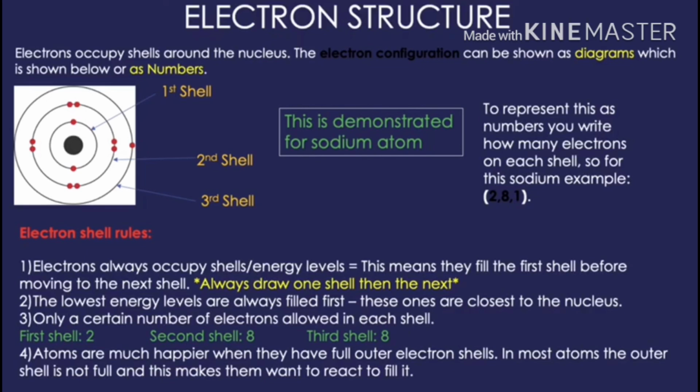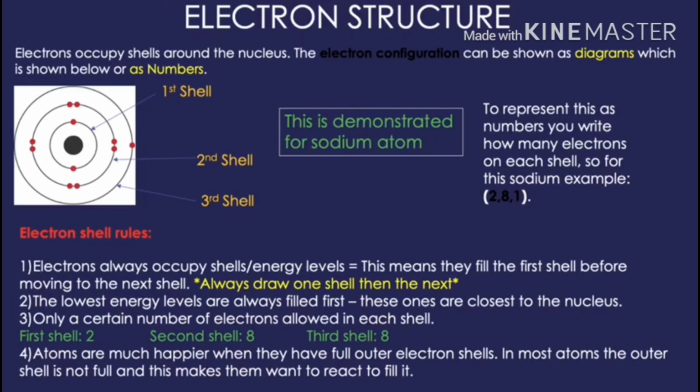So the first shell can only occupy 2 electrons. The second shell occupies 8 electrons and the third shell occupies 8 electrons. Referring back to the diagram, looking at the sodium atom, we know that the number of electrons on a sodium atom is 11. So you draw the first shell, which can only occupy 2 electrons, which then means that you have 9 electrons left. Then you draw the second shell, which can fill a maximum of 8 electrons, which means there's 1 left over. So you draw the third shell, and that electron sits on that outer third shell.